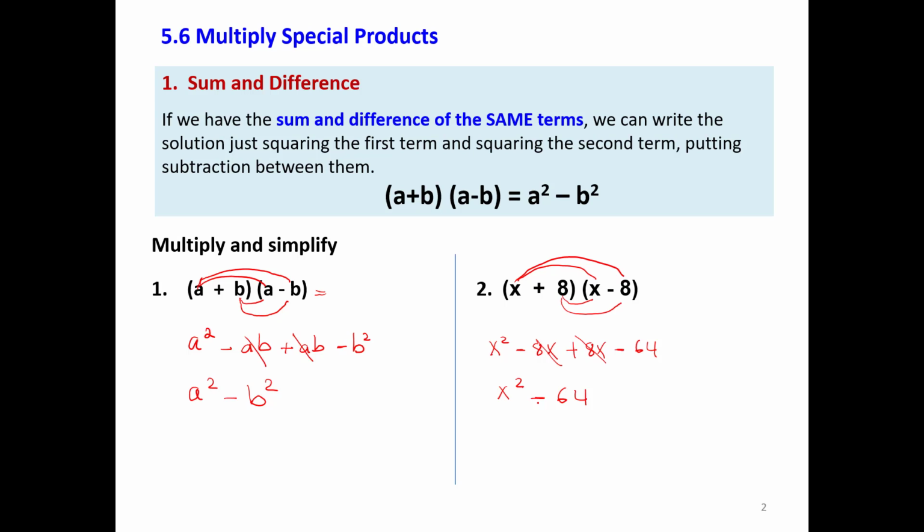This product applies only if we have the sum and difference of the same terms. The rule also applies if the difference comes first and then the sum. Then we can apply the rule in this case too. If we need to solve this one, because I have the sum and difference of the same terms, I know this is the square of the first one, a negative sign in between, and the square of the second term, which means this will be minus 64.